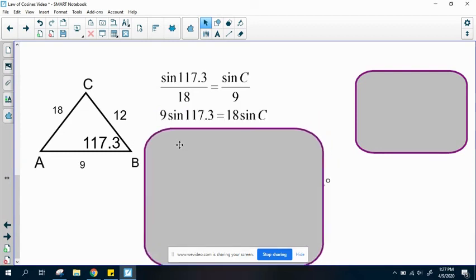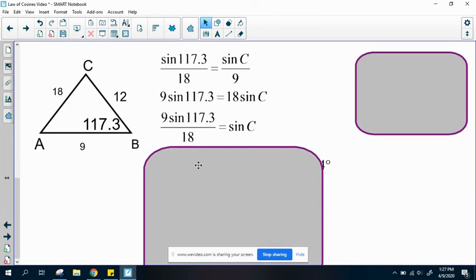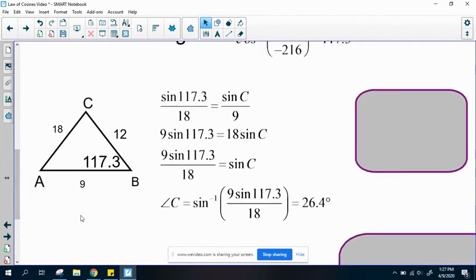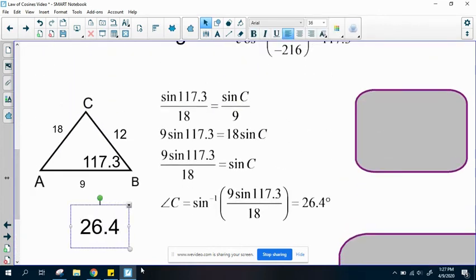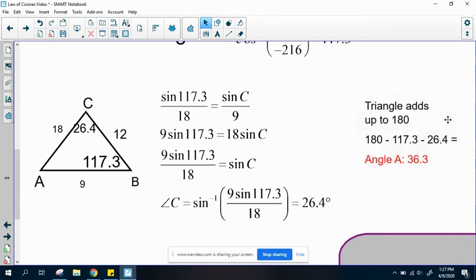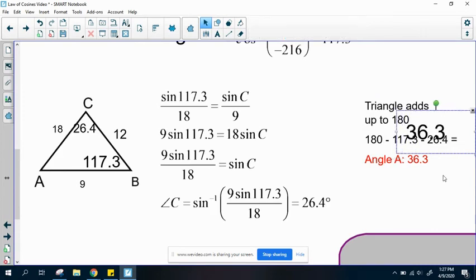Cross multiply, and then I'm going to divide by 18. Since I want the angle again, I'm going to do inverse sine, and I end up with 26.4. So now I know that 26.4 is angle C. I've almost got my triangle all solved. The last part is to just use the fact that triangles have to add up to 180. So 180 minus 117.3 minus 26.4 is 36.3. So that's the last part of the triangle.